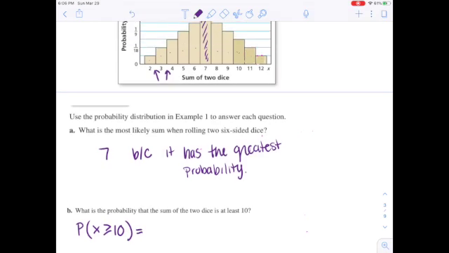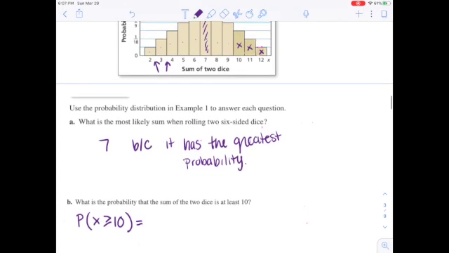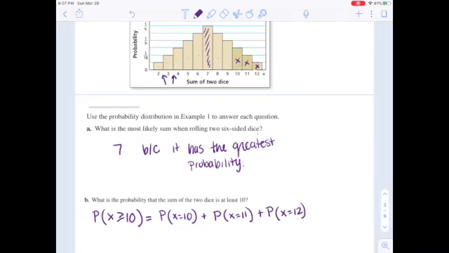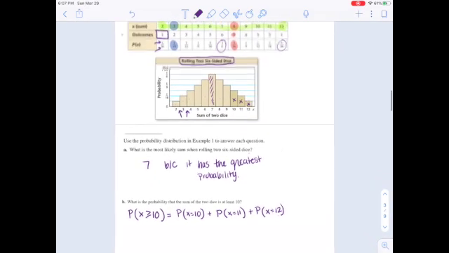And that would just be, looking at your chart, you would just add the probabilities of 10 occurring, 11 occurring, and 12 occurring. Okay, in the notation that you can start to get used to, we're going to go P of x is greater than or equal to 10 is equal to the probability of x equals 10 plus the probability of x is equal to 11 plus your last one, probability of x is equal to 12.